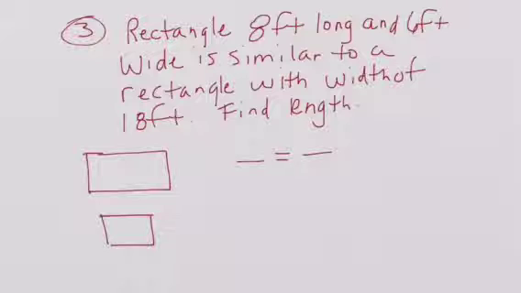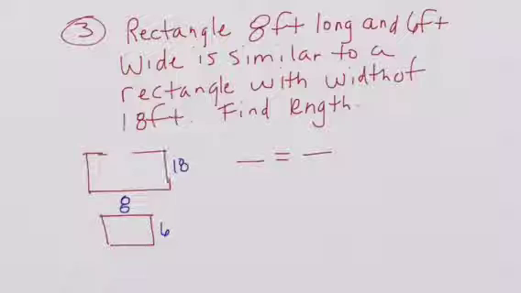All right, now we have two rectangles, 8 feet long and 6 feet long. So we're going to go ahead and draw our rectangles and label them. And then the rectangle, it's similar to a rectangle with the width of 18 feet. So you'll notice I labeled the wrong rectangle. So we're going to go ahead and make this one the 6 and this one the 8, because the similar rectangle has a width of 18 feet.